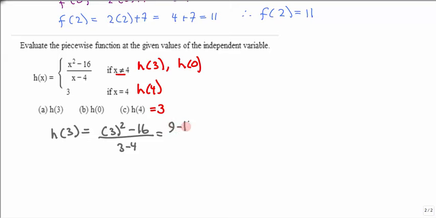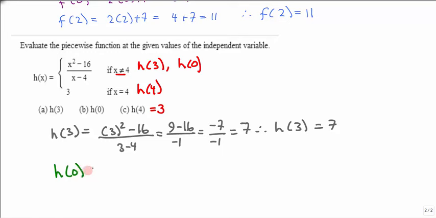3 squared is 9. 9 minus 16, 3 minus 4 is negative 1. 9 minus 16 is a negative 7. Negative 7 over negative 1 is 7. So that tells me h of 3 equals 7. Now again, h of 0 would go with this upper domain restriction again because 0 does not equal 4. So everywhere I see an x, I'd go ahead and plug in a 0.